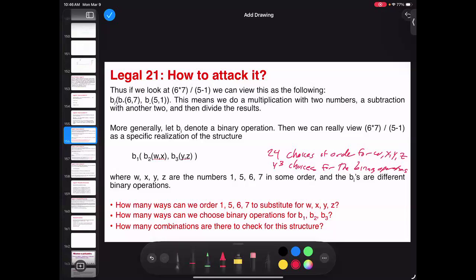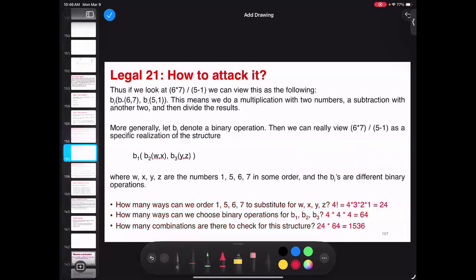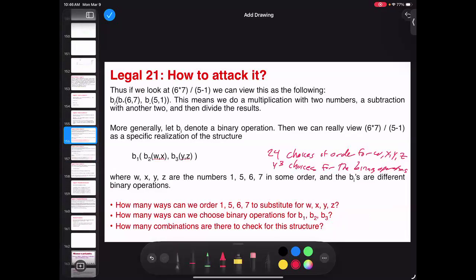Yeah, exactly. And then times 64, sorry, 4 cubed is 64. So I have 24 times 64. Roughly call it 20 times 100. So call it roughly 2,000, just ballpark.